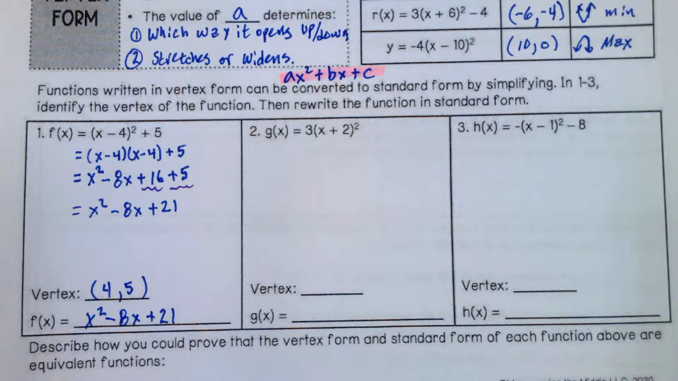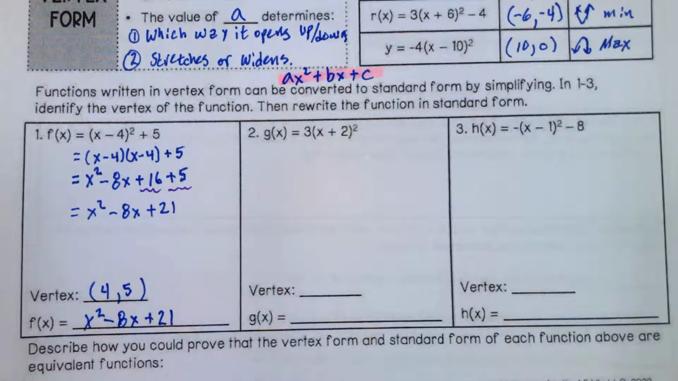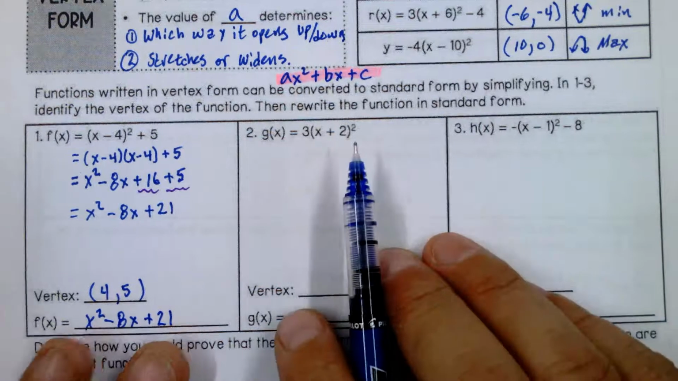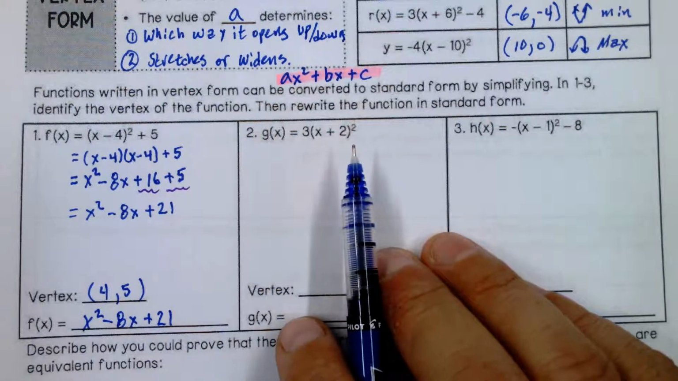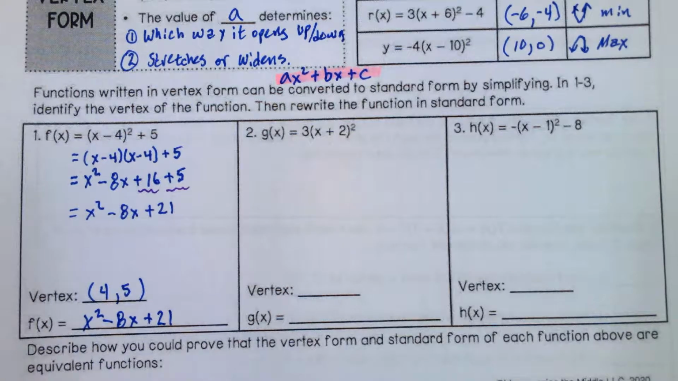What's the first thing we have to do for g of x? If we want to write this in standard form, do we distribute the 3 or square? Can't distribute first. Think of order of operations. Yeah, do the squaring first. Before you can distribute, you have to square it. We are going to distribute eventually.